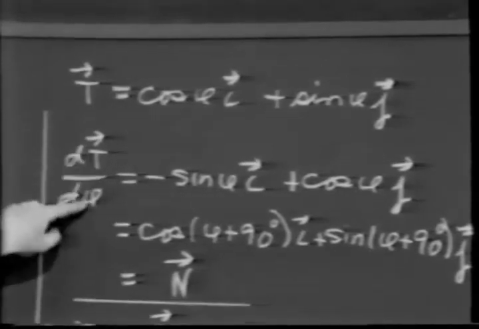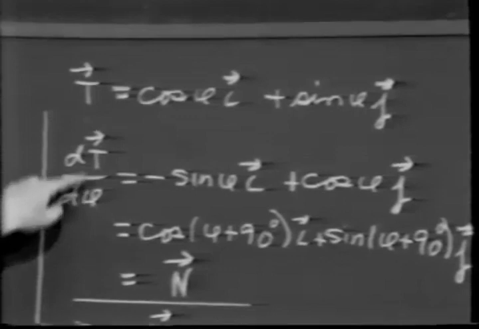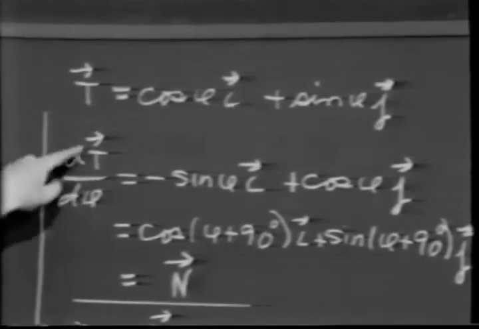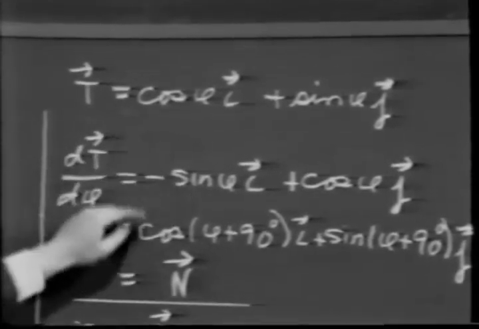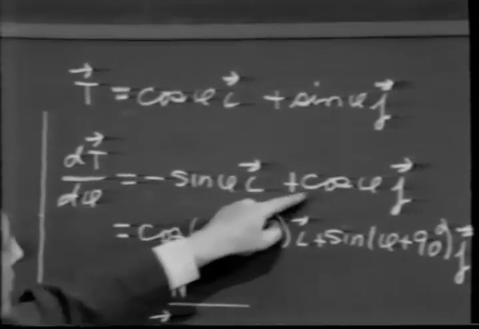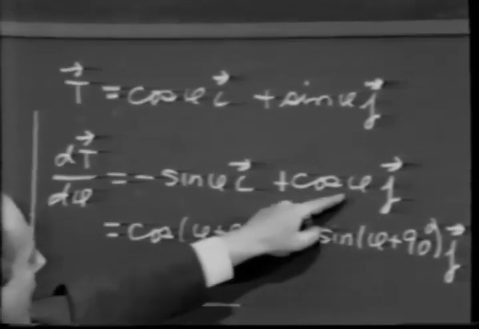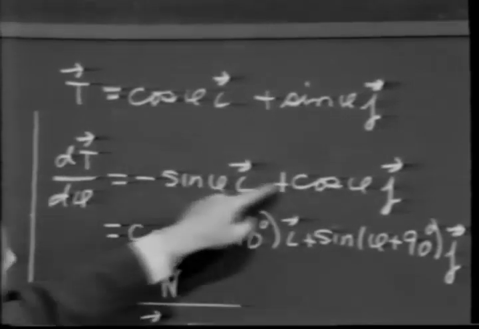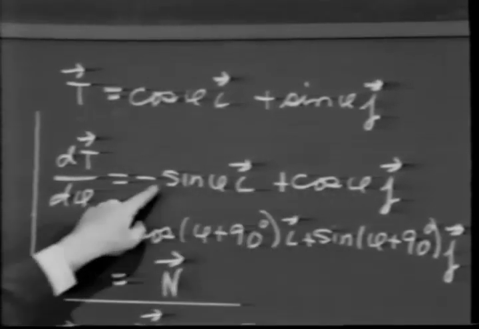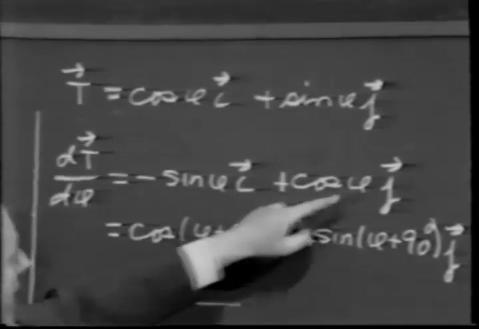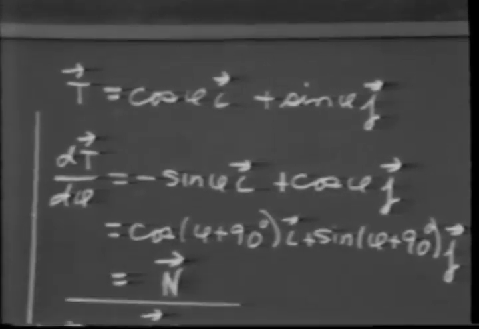Remember now, we're getting the mileage out of this basic definition of derivative. That hasn't changed since last time. We just differentiate term by term here, we get minus sine phi i plus cosine phi j. Right away, we observe that dT/dphi is still a unit vector. You see, its components are minus sine phi and cosine phi, so its magnitude is still 1.